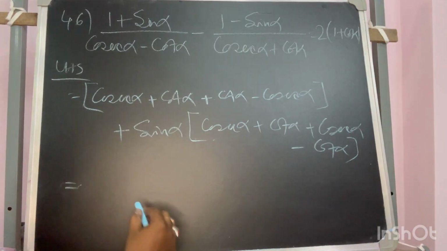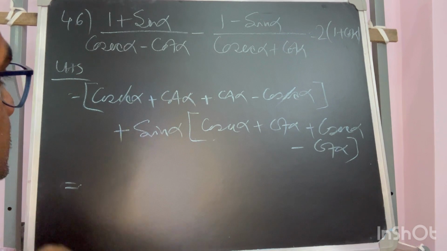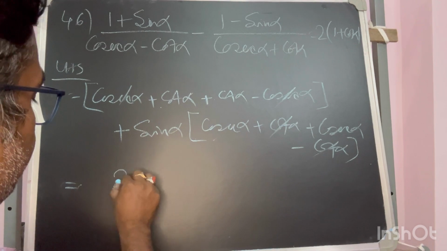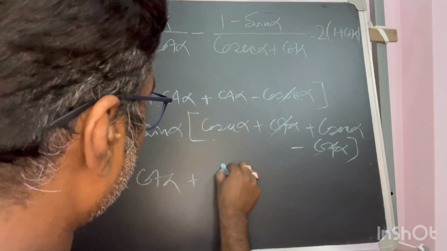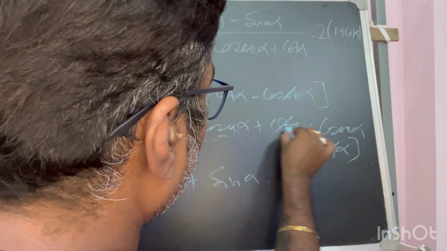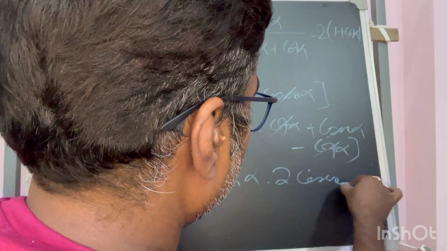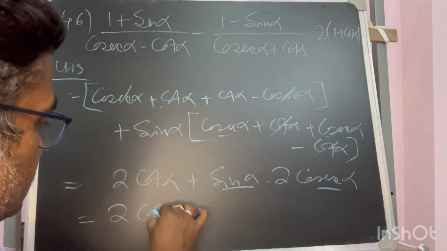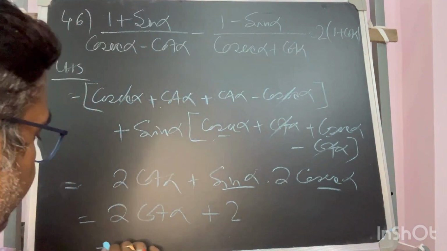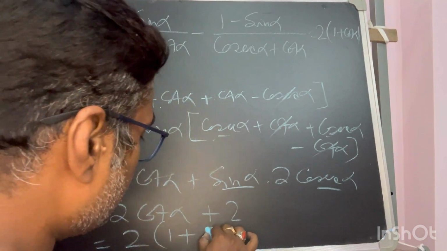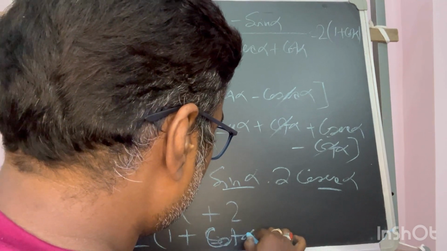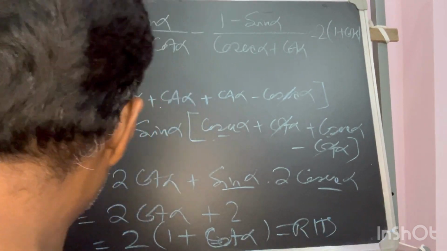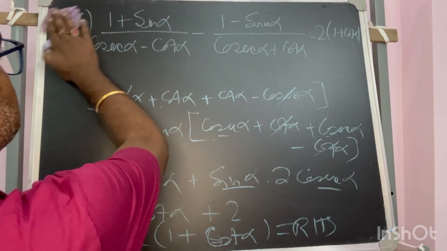Okay, rub it out. Now here, ultimately this is 2 cot alpha, and here sin alpha into 2 cosec alpha. Now this together will give you 1 because these are in inverse relation. So ultimately this will be cot alpha plus 2. If I take 2 common, that will give you 2 times 1 plus cot alpha. So that is your right hand side. So you can write it right hand side. Okay, 46 is over.